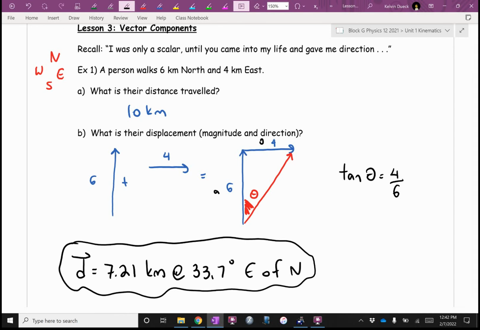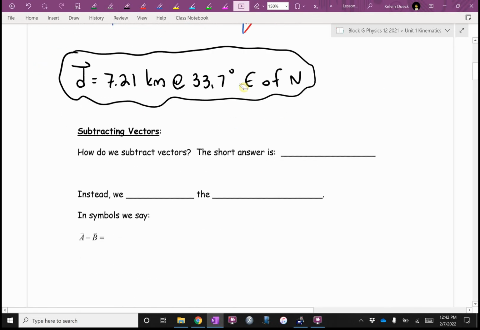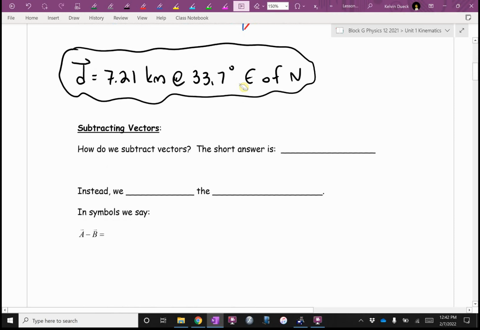Hopefully no big surprise. How do we subtract vectors? The short answer is, you're right, we don't. There is a subtraction rule, and it's how I was taught in university. But then I had a colleague say, hey, Kelvin, instead of teaching them an entirely different rule, why don't you just teach them how to change any subtraction into an addition?